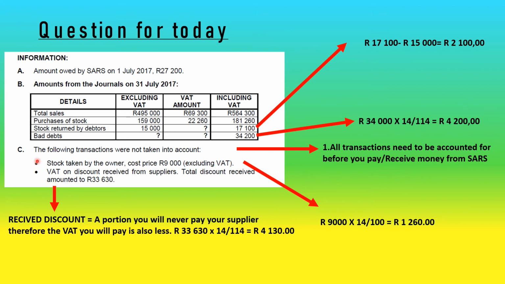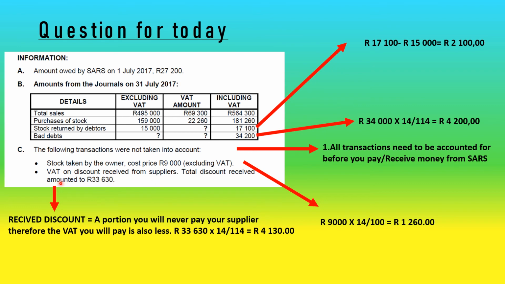Okay. C, stock taken by the owner, cost price was 19,000 excluding VAT. So in this case, they actually told you VAT was excluded. So that's pretty simple. You would just have to say 19,000 times 14 over 100, because 100 is excluding VAT, whereas 114 is including VAT. That gives you 1,260. Your last transaction, VAT on discount received from suppliers.